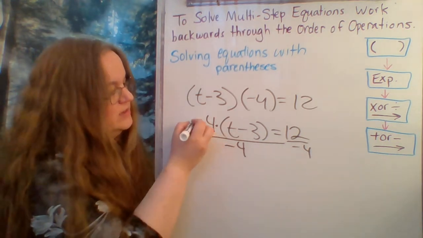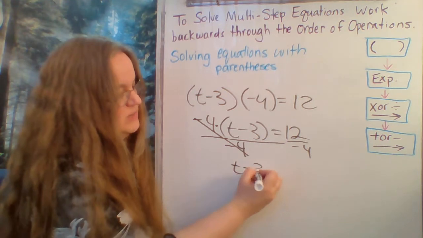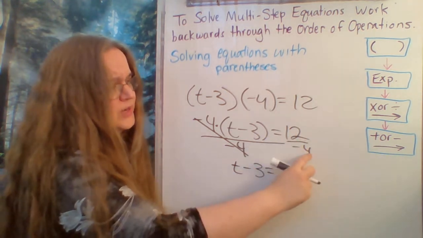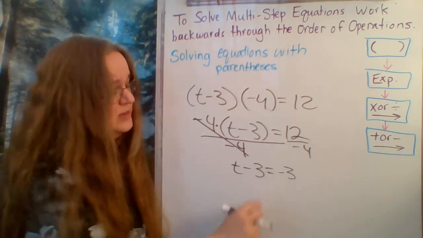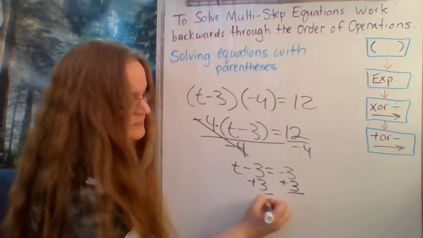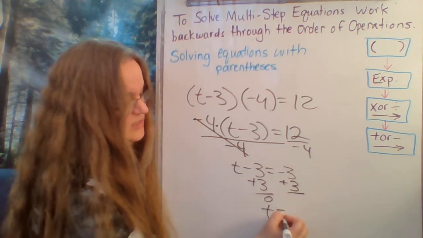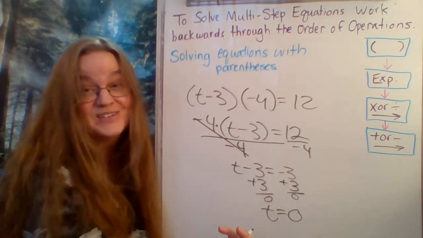Negative 4 divided by negative 4 is 1. 1 times t minus 3 is t minus 3. 12 divided by 4 is 3. It's 1 positive and 1 negative, so it's going to be negative 3. The opposite of subtracting 3 is adding 3. So t equals 0, because negative 3 plus 3 is 0.